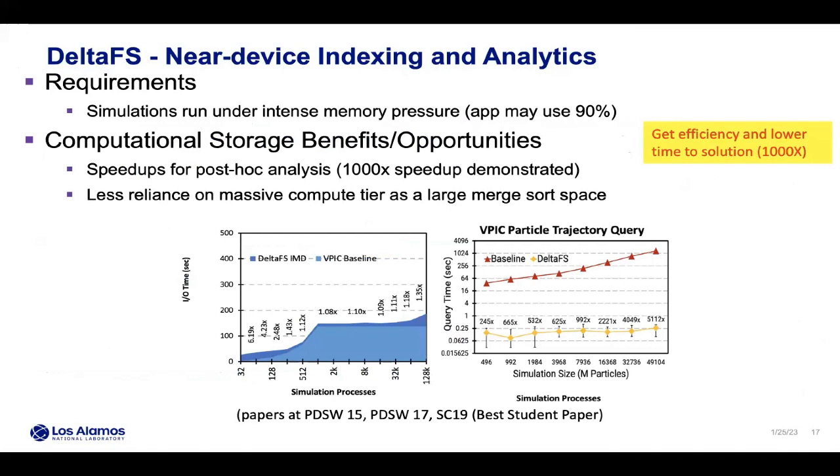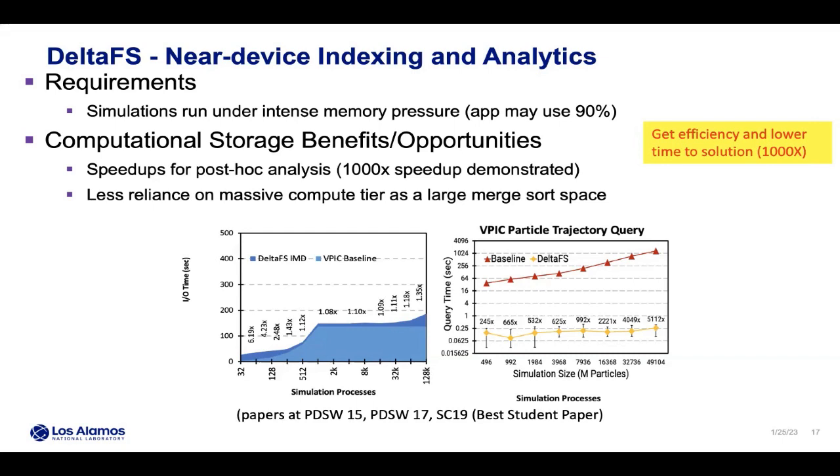But given the constraints mentioned previously, we don't have many extra compute nodes, and the available memory on each compute node is really non-existent. The simulations may use up to 90% or so of the memory. So we take the resources we're able to, and we do some indexing using DeltaFS and LevelDB, or our key value store.